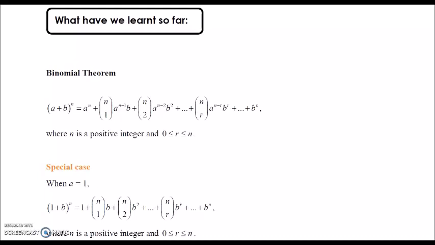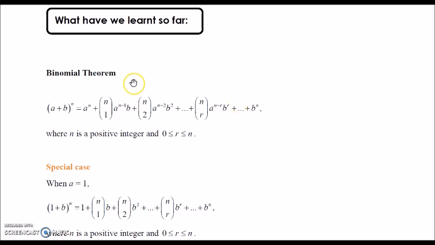Hello everyone, let us do a quick recall on what we have learned in this chapter on binomial theorem so far. So binomial theorem actually states this. Okay, now I know at this point in time some of you might be feeling quite intimidated, thinking how can I actually go about memorizing this theorem? Don't worry too much because this binomial theorem will actually be provided to you in a formula sheet during examination.